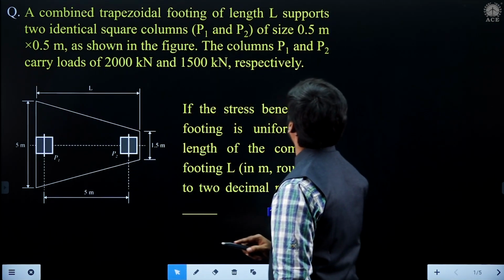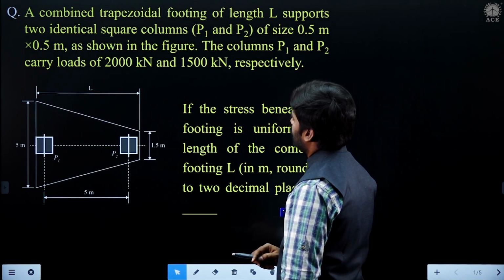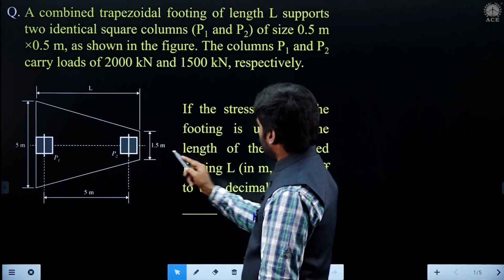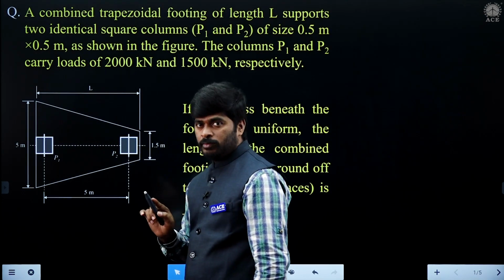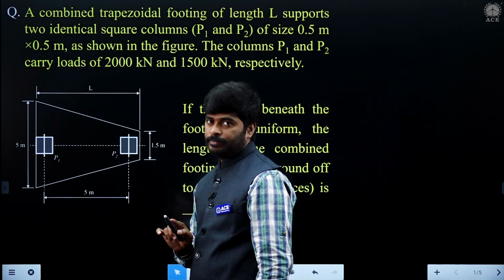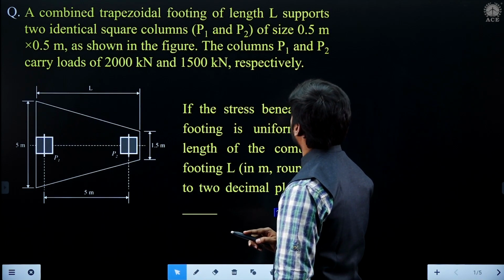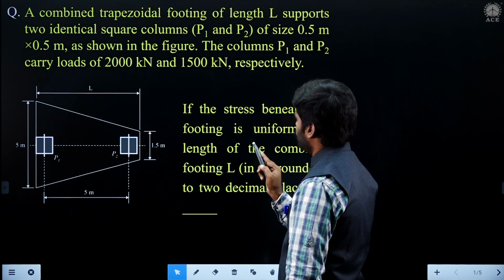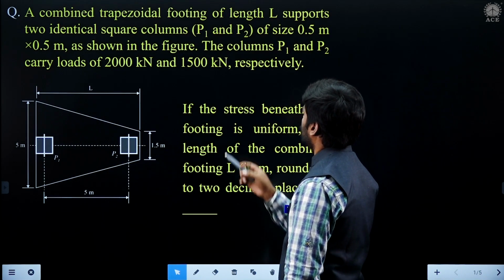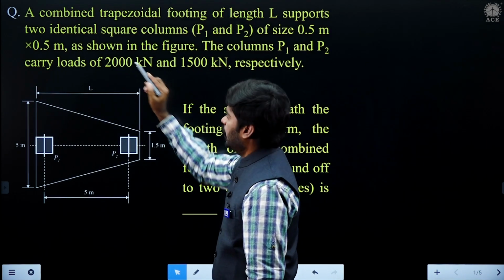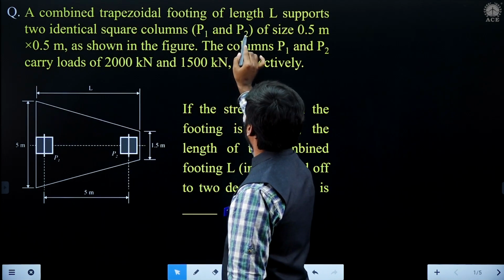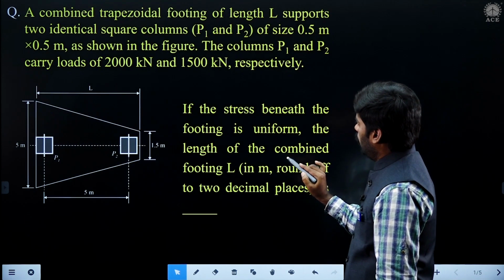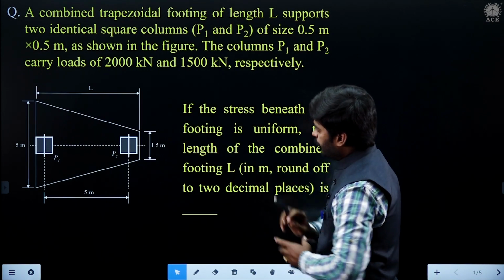Clear? Right. Of a size 0.5 meter by 0.5 meter as shown in the figure. Here the column dimension given, it is a square column, its side will be 0.5 meter. Okay, as shown in the figure. The columns P1 and P2 carry loads of 2000 kilonewton and 1500 kilonewton. See, P1 equal to 2000 kilonewton, whereas P2 equal to 1500 kilonewton respectively. And this is the sketch given, my dear.